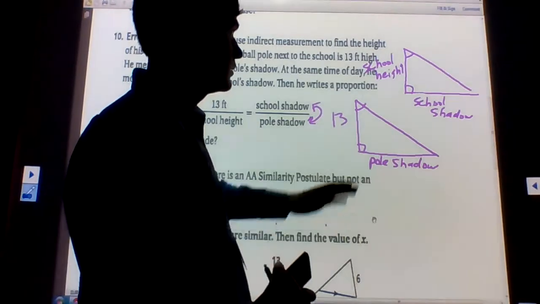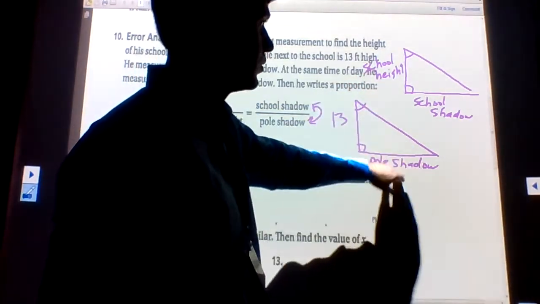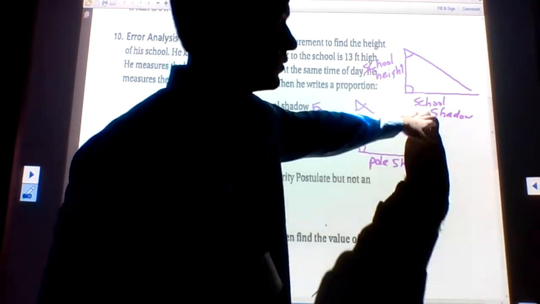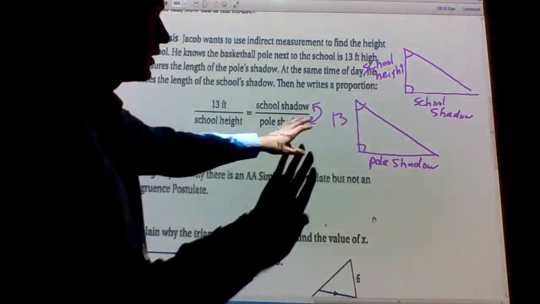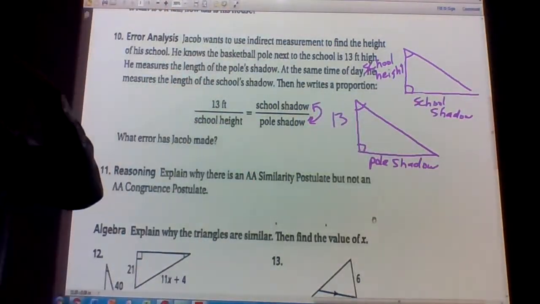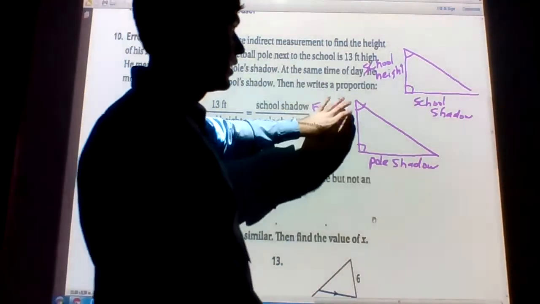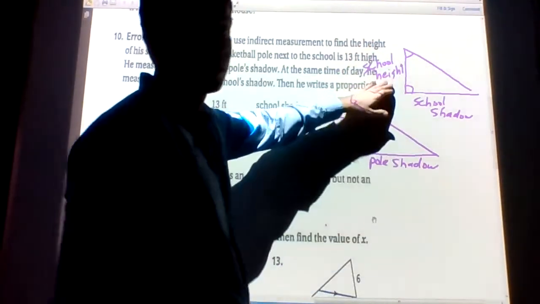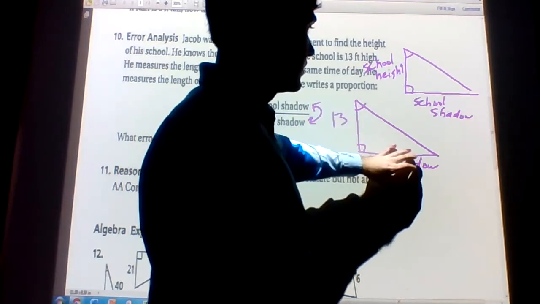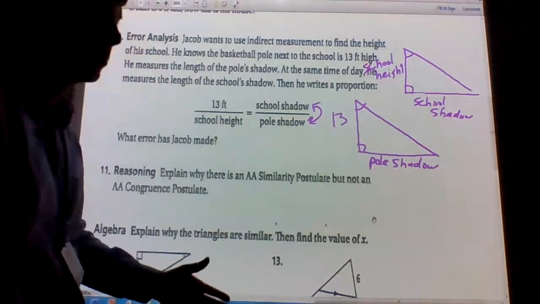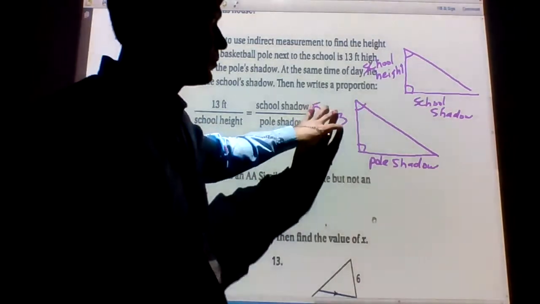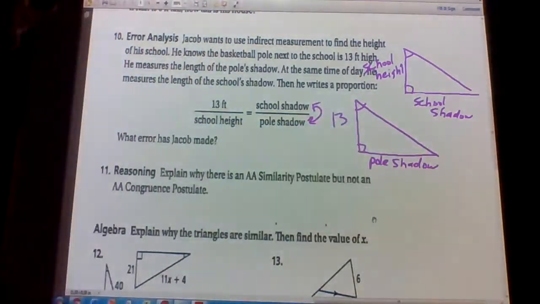He can do 13 over the school height equals the pole shadow over the school shadow. He could do 13 over the pole shadow equals the school height over the school shadow. But he can't relate 13 to the school shadow, right? Ratios relate numbers together. The height of the pole and the height of the school are related because they're both heights. And the 13 and the pole shadow are related because of the pole. But the 13, the height of the pole, is not related to the shadow of the school.